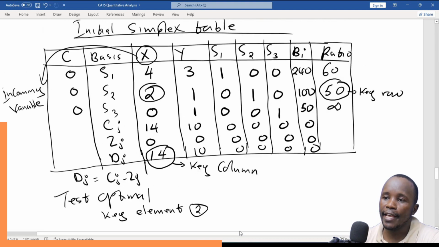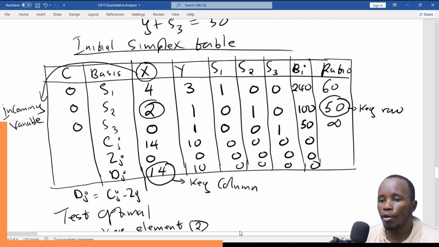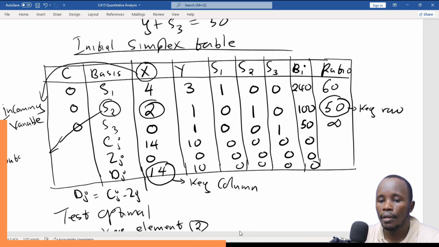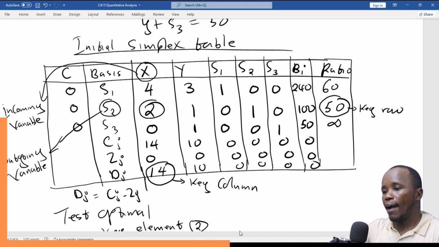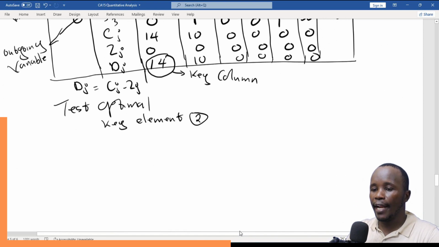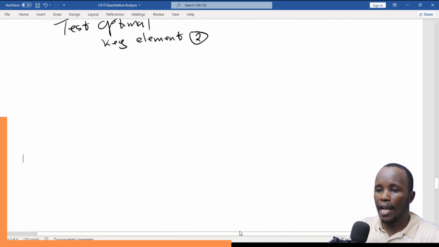Now, it therefore means below or behind the key element, there is what we call the outgoing variable. We are going to replace this one with the incoming. The incoming is supposed to be in that. Now, having identified this, you move to the next stage and you just write second simplex table.